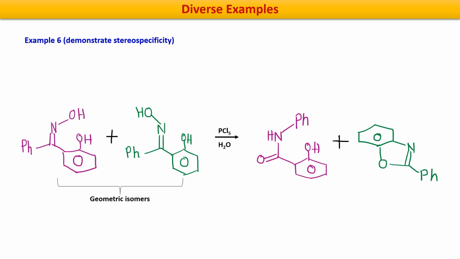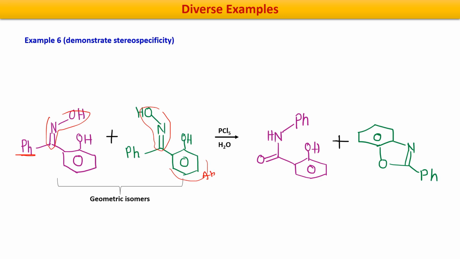Next example, here we can see some stereospecificity. So see, we are starting the reaction with a mixture of geometric isomers. What is the difference? Here this part is the same, right? But the only difference is whether the OH is anti to Ph or whether the OH is anti to this ortho position OH. That is a different Ph. Suppose this is some aryl group, it is not a direct benzene ring, right? I have used two different colors so that you can understand what is happening here.